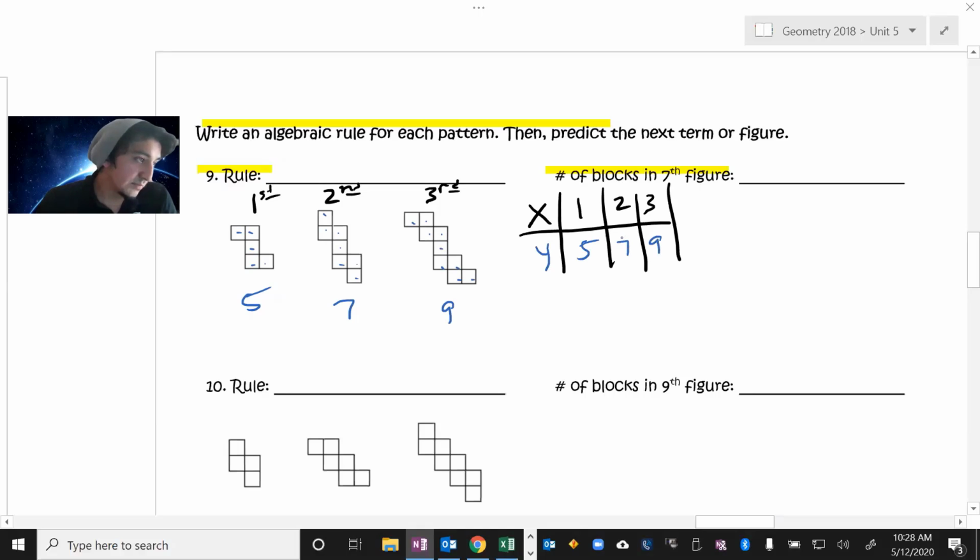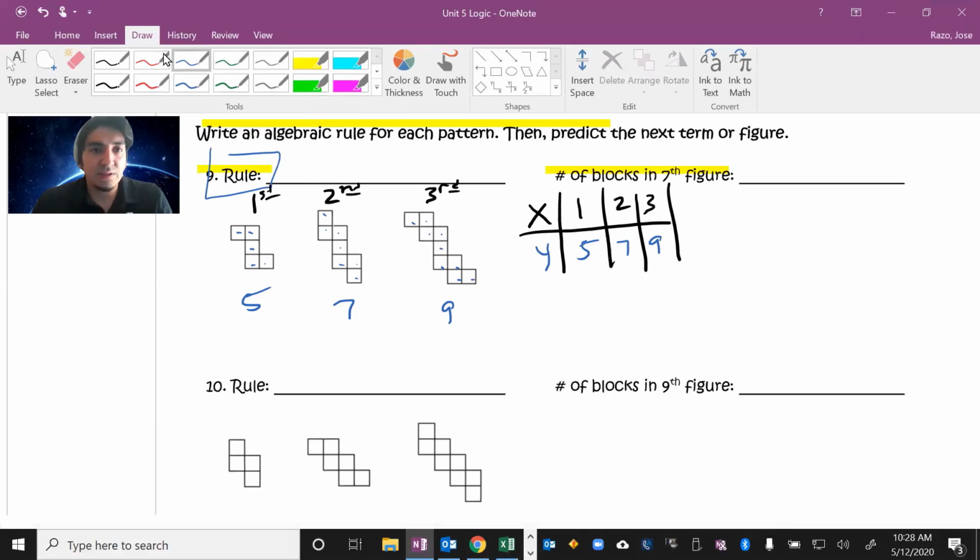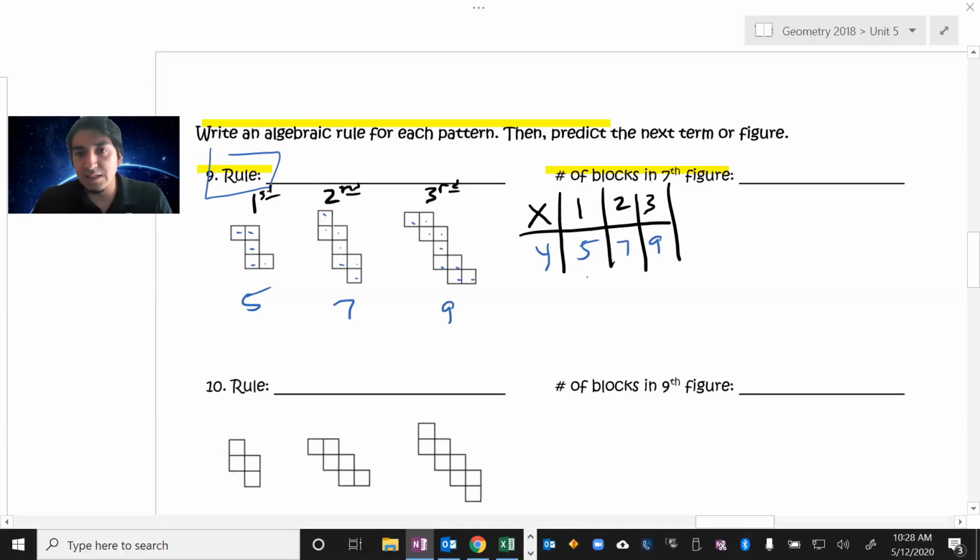I got 9. And then from here, you can create the equation that we need, so the rule. If you're curious how to create it, you want to use the pattern, as in the first difference. So the first difference between the first two terms and the next two and so forth. So you have 2 and you have 2. So that's positive 2, positive 2. So that means my change in y, which is my slope. So you have to find slope first.